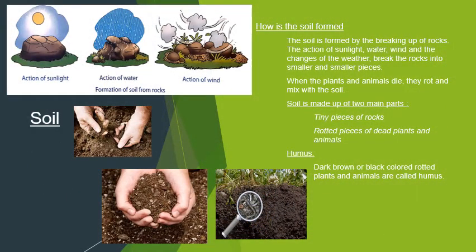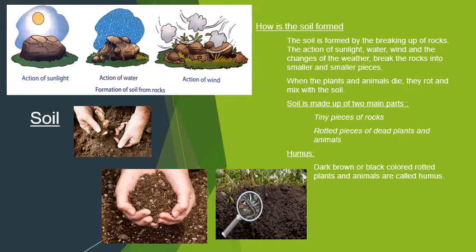Next is soil. How is soil formed? Soil is formed by the breaking up of rocks. The action of sunlight, water, and changes of weather broke the rocks into smaller and smaller pieces. When plants and animals die, they rot and mix with the soil. Thus, soil is made up of two main parts. One is tiny pieces of rocks and the second is rotted pieces of dead plants and animals.